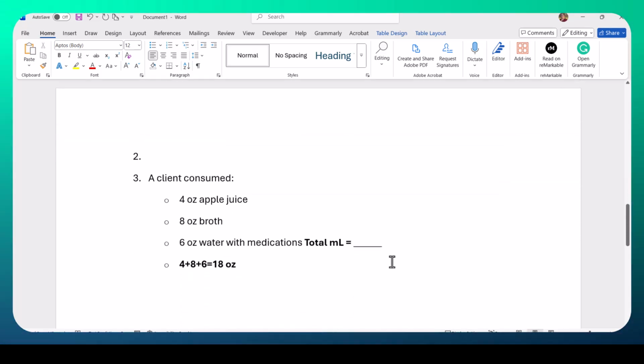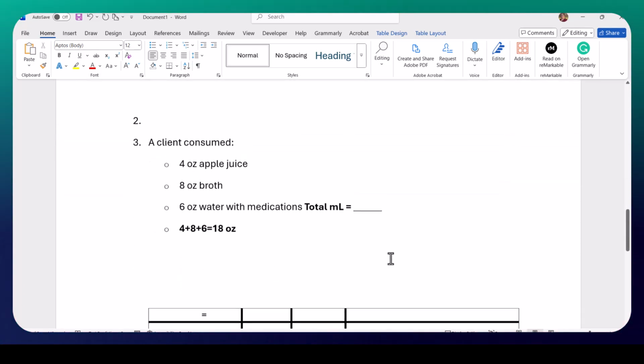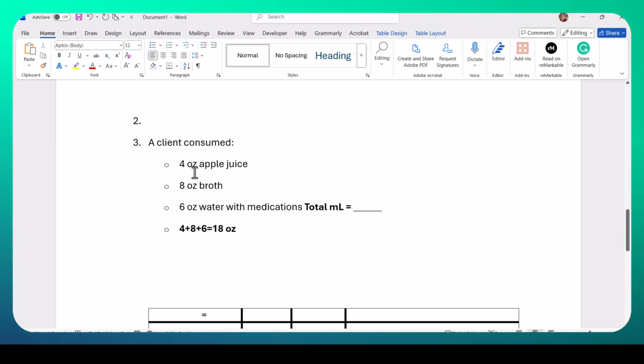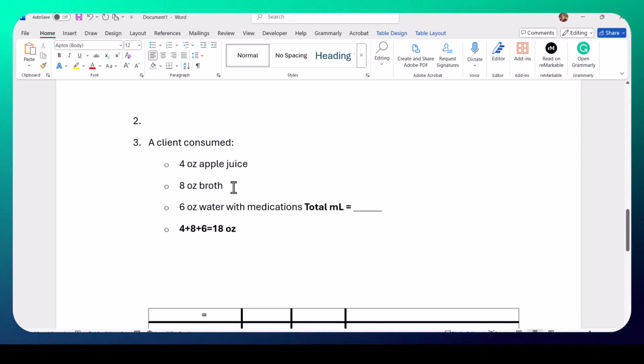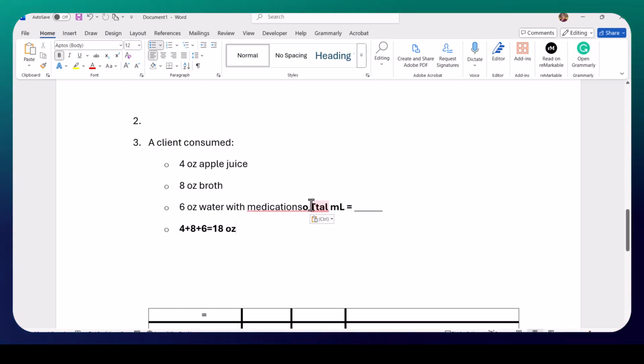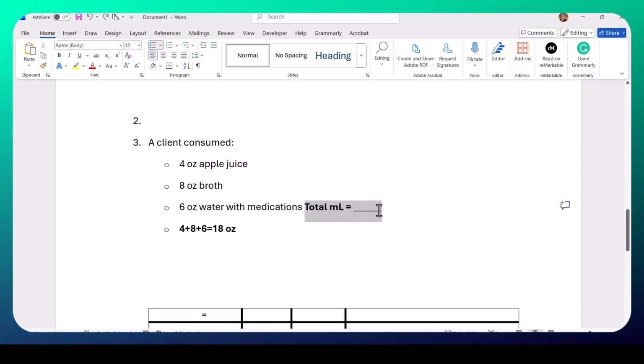All right, let's move down to one that was a little bit different. Okay, so this is an I&O question, intake and output question. But the person who was calculating the I&O added everything up in ounces. They said the patient had 4 ounces of apple juice and 8 ounces of broth and 6 ounces of water. And we want to know what is the total milliliters. All right, so I have to convert this. But first, I have to add. So I have to add 4 plus 8 plus 6.